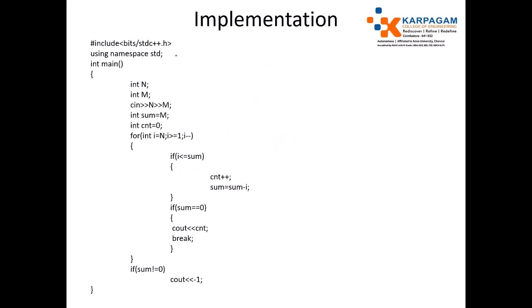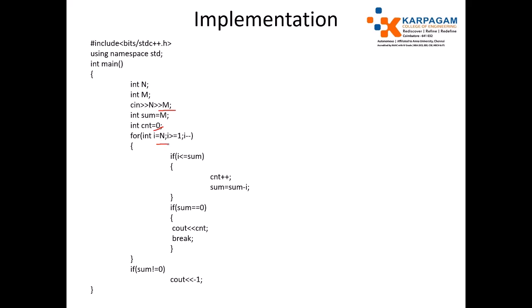So, the implementation: include the header file. Inside the main function, declare the variables n and m and read the n and m values, and make sum equal to m. Initially, m is the required sum, the total amount given by the user for which we will make change. Initially, the number of coins should be 0, which is stored in the count variable.